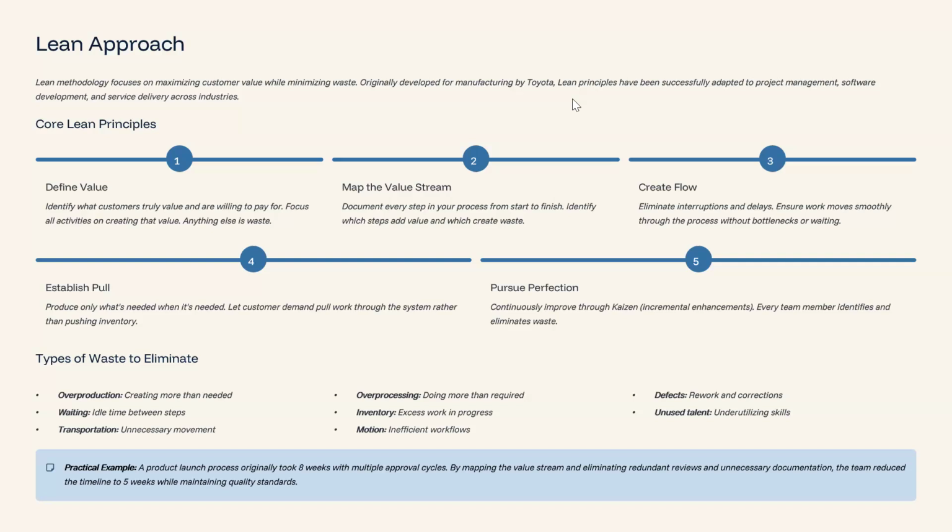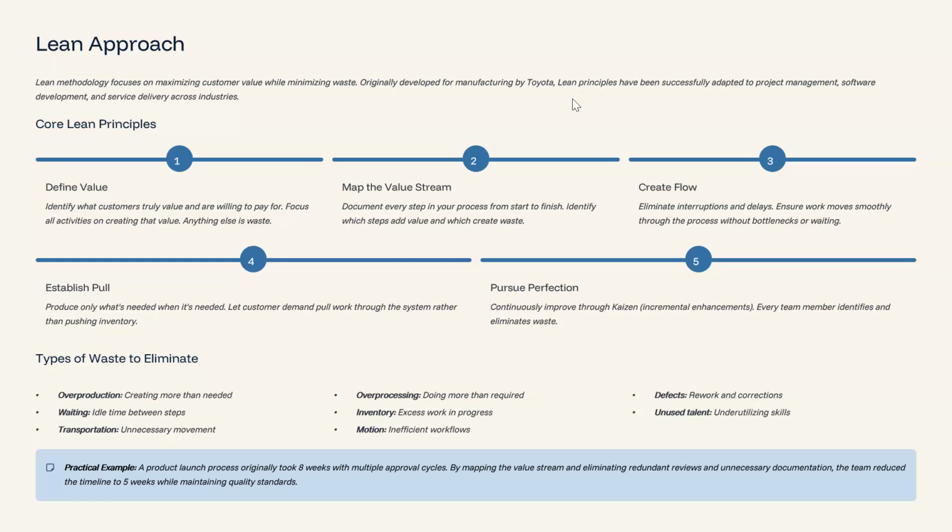You're looking at overproduction, creating more than is needed. Toyota's main focus was to create what is needed. You don't create more than what the client actually wants. If the client wants a biro, you create a biro, no other features, just the biro. Other types of waste eliminated include idle time between steps. Because they cut down the waste, there's no idle time between the steps.